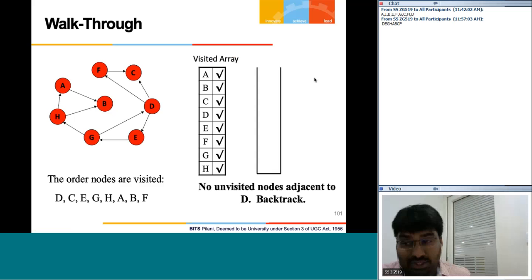Yes, you can do BFS on a directed cyclic graph. Yes, you can do it. Not an issue.